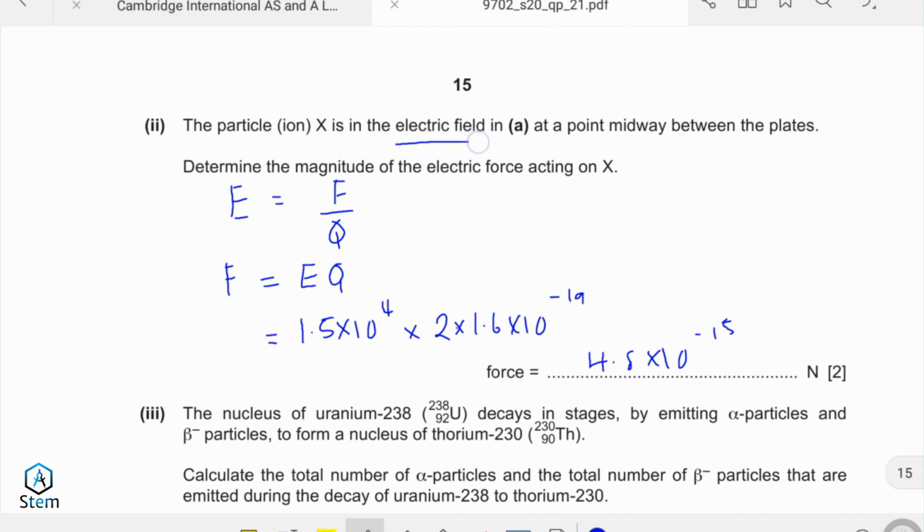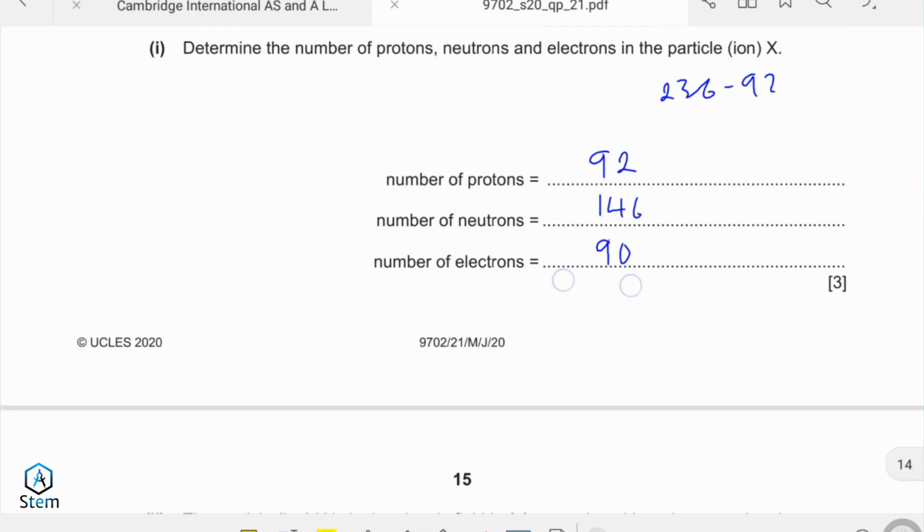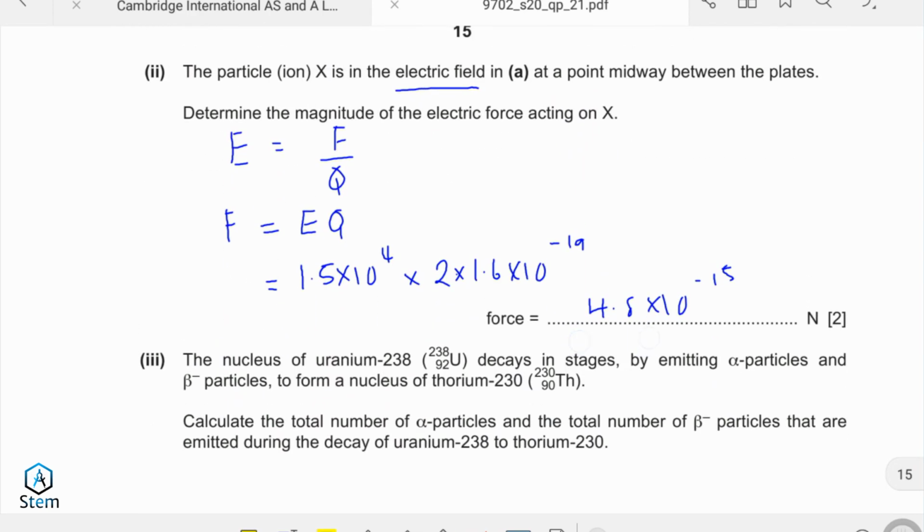This field is uniform. I think we can agree this field is uniform. So it does not really matter whether our particle is midway or closer to one of the plates. It's a uniform field.